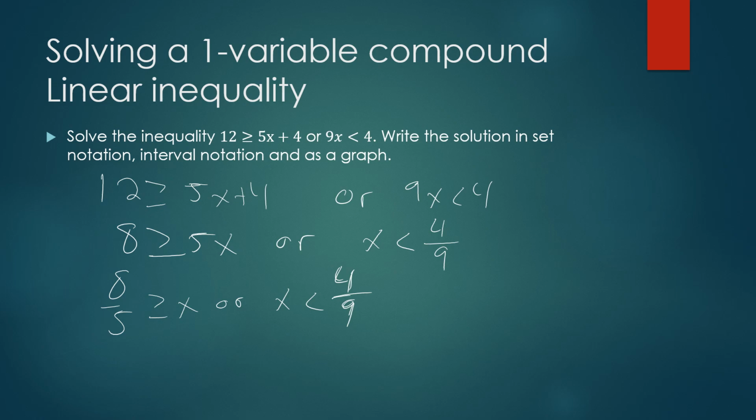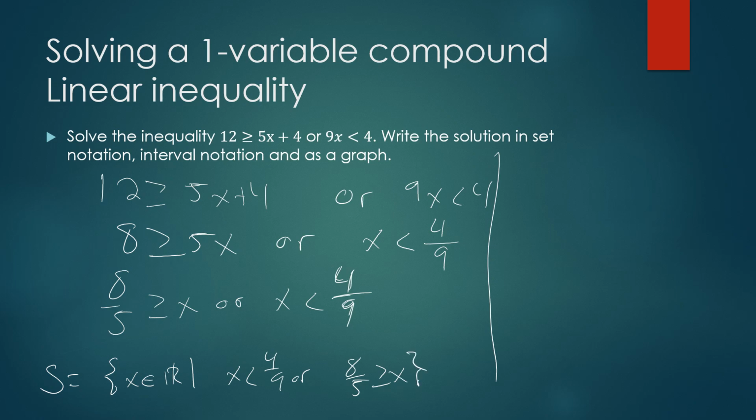First thing we're going to do is set notation. That one's the easiest one to write down. S is simply the set of x that's an element of R such that x is less than 4 ninths, or 8/5 is greater than or equal to x.